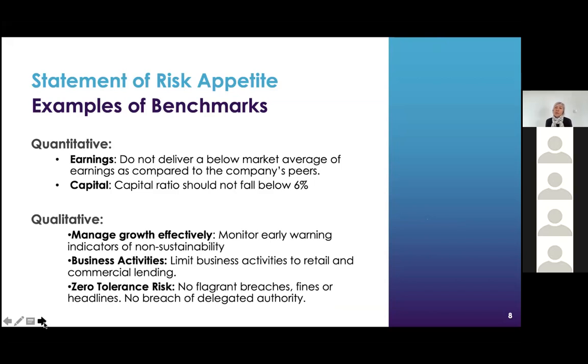Qualitative ones are a bit harder to manage. I've seen boards say that they want to manage growth effectively. What they are literally saying to management is: we want you to monitor early warning indicators of non-sustainability, which would probably mean looking at income and losses closely on a monthly basis to see if there are any trends that would mean the institution would fail. It would not sustain.